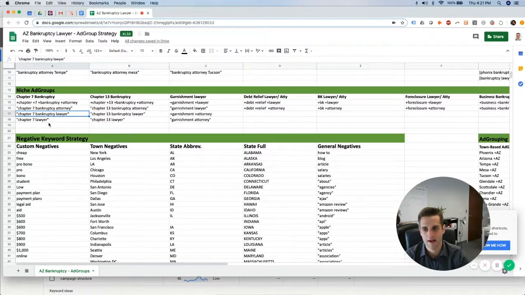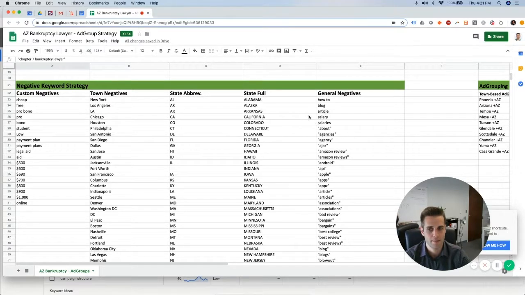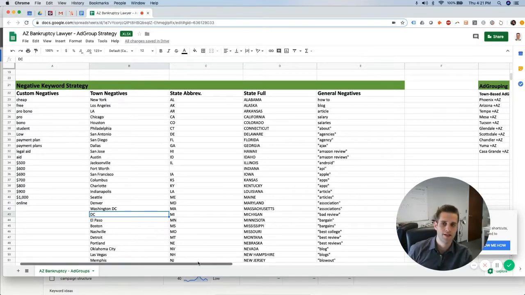Okay, and then next we have the negative keyword strategy, which I went in depth into in another video, excluding a lot of price-sensitive keywords that signify someone is not looking to pay a retainer. And then we have a general list of negatives. We have state full spellings, state abbreviations, and then every major city except for the cities in which we're marketing. We take a list of the top 100 to 200 major cities, and then we remove every city that's in Arizona in this case, so that we're not excluding towns that are within our geographic area.